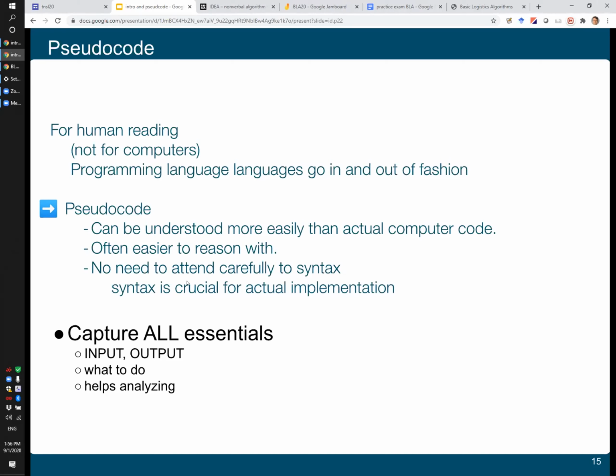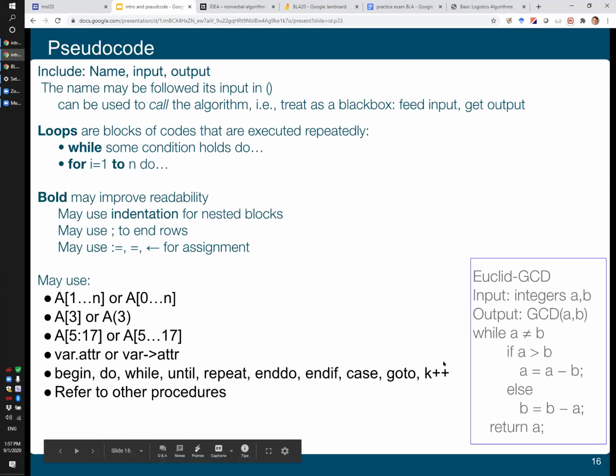You don't have to adhere to any kind of syntax. All you want is that the pseudocode captures all the essentials of the algorithm. So the important parts are what the input and output of the algorithm are, what the algorithm does, and how it does things. It helps with manual execution of the algorithms and also with analyzing the algorithms. A lot of things are allowed in an algorithm, but it has to include the name, the input, and the output.